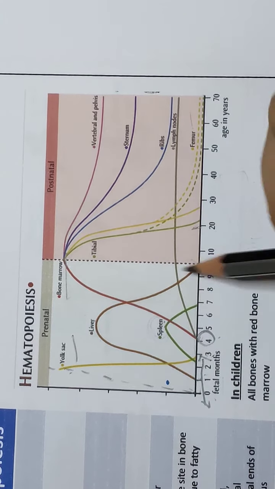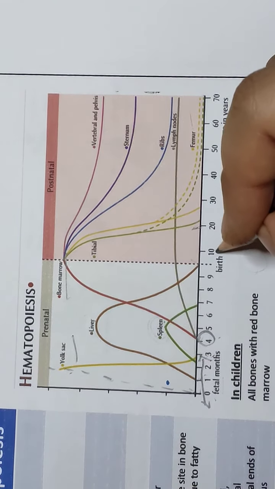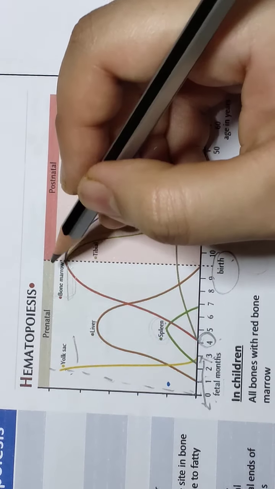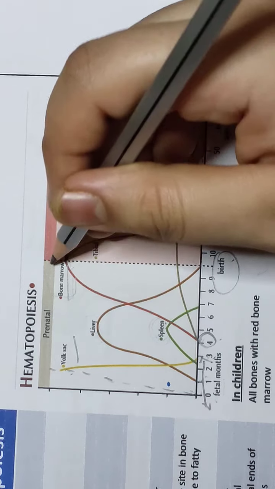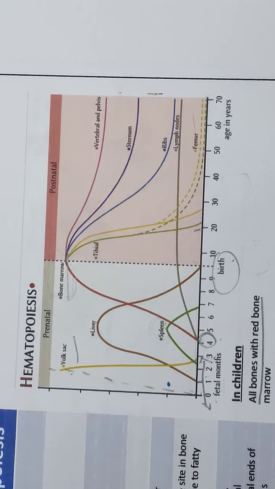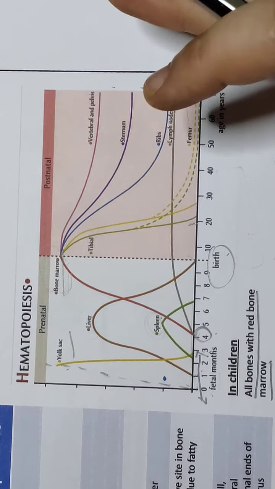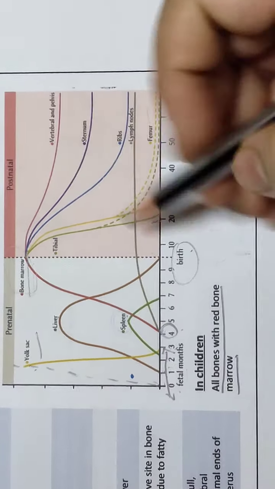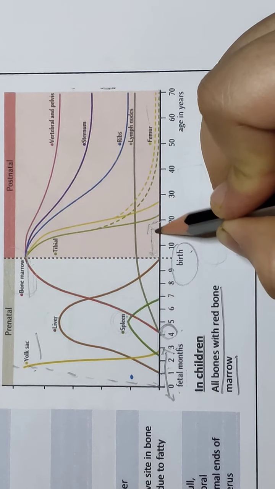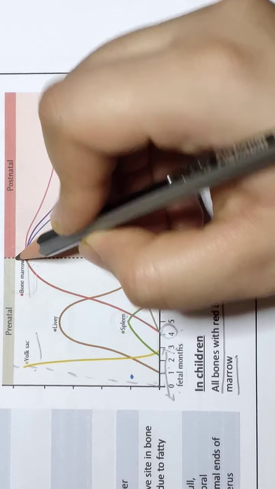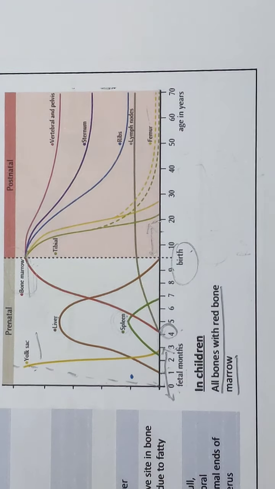Now, this is in the fetus. When the baby is born, then the bone marrow takes up the entire function. During this time, all bones with red bone marrow will act in hematopoiesis. After that, during childhood, it's still the bone marrow. In this bone marrow, you need to understand that it is undergoing changes because we are growing. Because we are growing, fat is getting deposited in the bones.